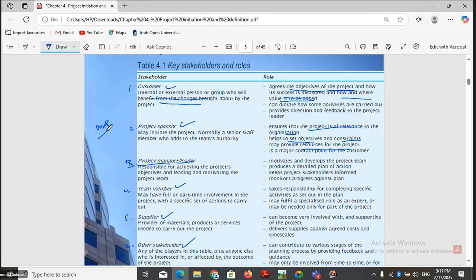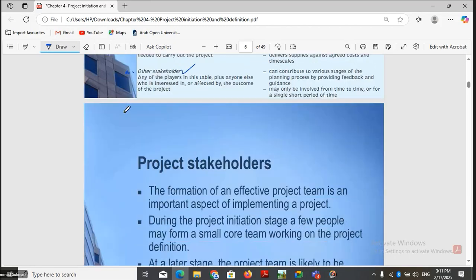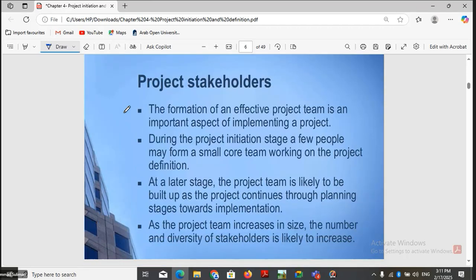This is important for you to remember, like who are the stakeholders and the key stakeholders and their roles. Important to memorize this. The formation of an effective project team is an important aspect of implementing a project. So project team members are again the stakeholders. So we might form project teams to implement the projects.